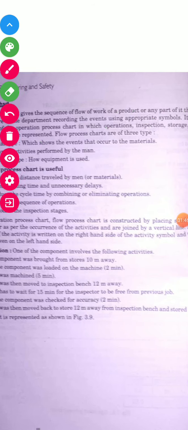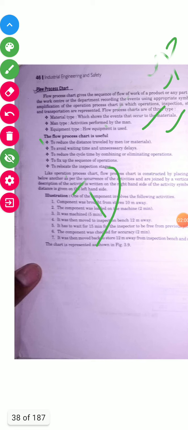Now, the flow process charts are of three types. The first one shows the events that occur to the material, the material type flow process chart. Another is the man type of flow process chart, where the activity is performed by the man, and the equipment type, where the equipment is used.